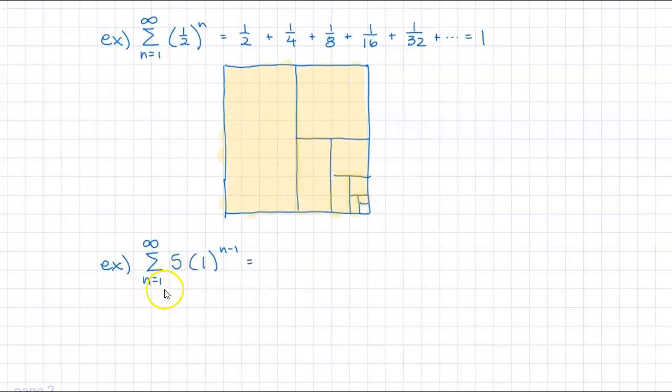If n is 1, we're going to have 1 minus 1, which is 0. Anything to the 0th power is 1, and 5 times 1 is 5. When n is 2, then we're going to have 1 to the 1st power, which is still 1, times 5. We're still going to get 5. If n is 3, we have 1 squared, which is still 1, times 5, which is 5. We're just going to have a whole bunch of 5s. These terms are not approaching 0. If they are not approaching 0, you will tend towards infinity.